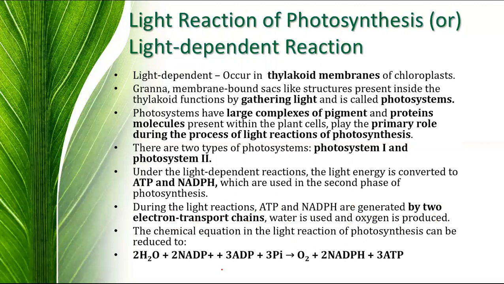Now these two products are generated with the help of two chains of electron transport, in which water is used and oxygen is produced. Here the light reaction of photosynthesis can be reduced to two molecules of water, two molecules of NADP plus, three molecules of ADP, that is adenosine diphosphate, and three molecules of phosphate. Here the formation of oxygen, two NADPH and three ATP molecules.